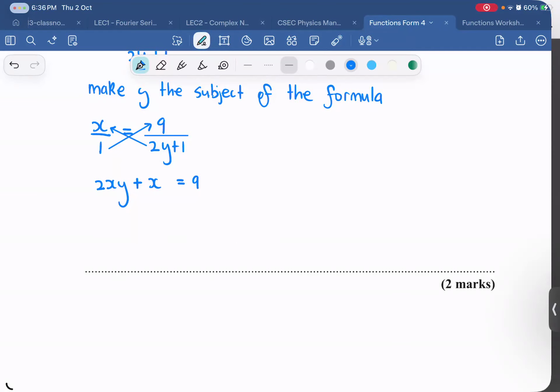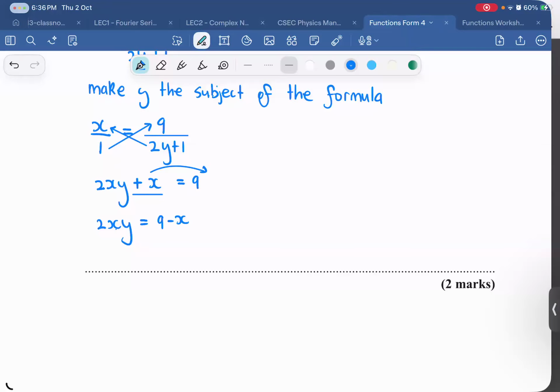The answer is y. If you're trying to solve for something, what you're solving for should be the only thing on this side. So if the only thing I want on this side is y, does the plus x belong here? No, sir. Now we're going to move across that. So I'm going to write 2xy equal to 9 minus x.